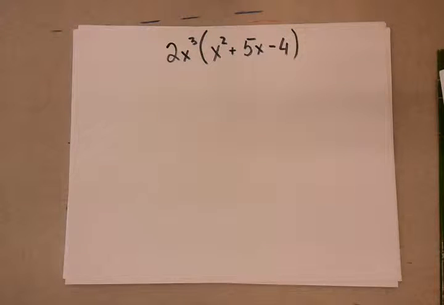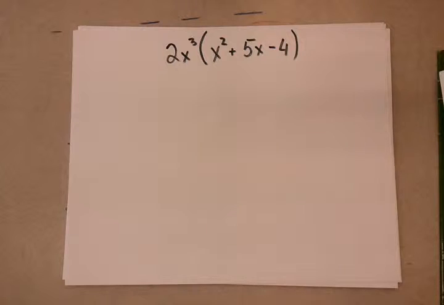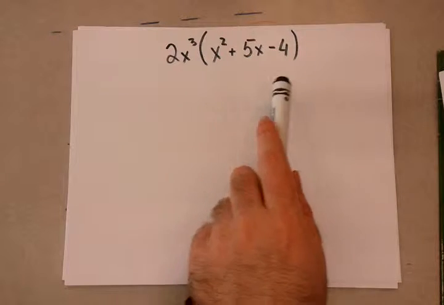Alright, so today I'm going to do a video lesson on section 9.2, which is multiplying polynomials. So we've done addition and subtraction of polynomials before this, so now we're doing multiplication of polynomials. And here I have an example. I have a monomial, 2x to the third power, and it's being multiplied by this polynomial over here.